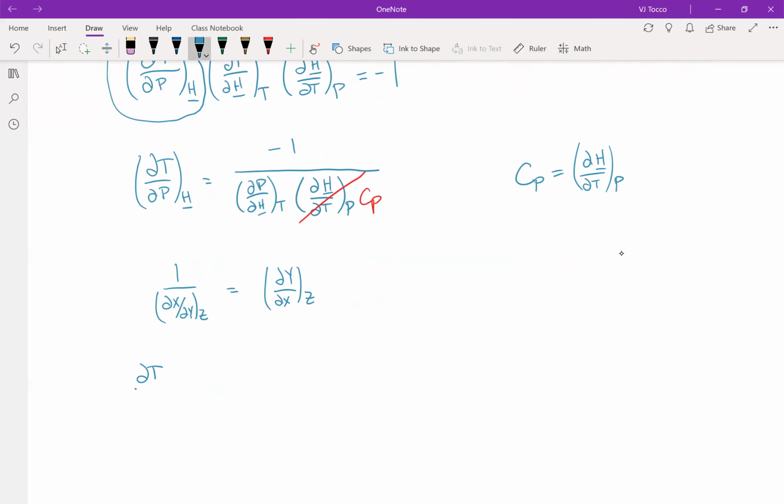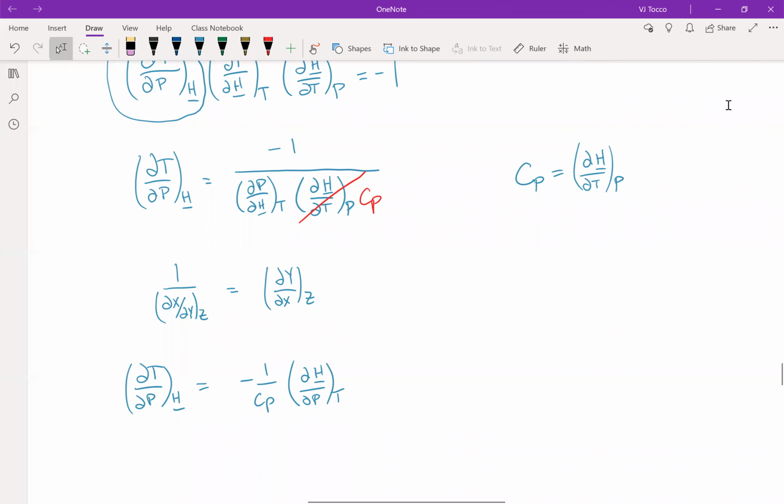So I got dT dP at constant H is equal to minus 1 over Cp times dH dP at constant T. And that step looked like it didn't really help us all too much because I still don't know what H underbar as a function of P and T is.